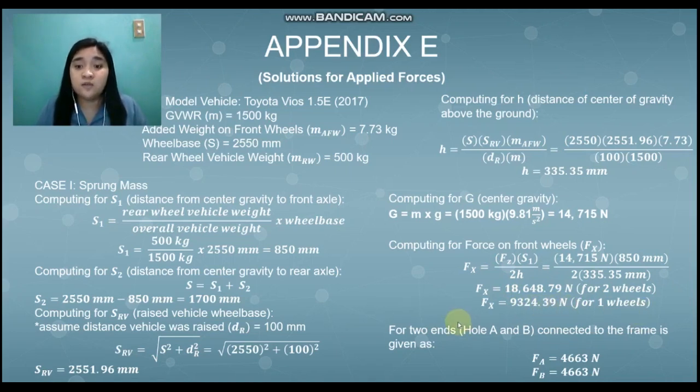So in order to get the value of hole A and hole B, the forces acting there, we're just going to divide the Fx for one wheel, 9,324.39, by 2, in order to get the forces in hole A and B. Now, to get case 2, which is the unsprung mass, given the values we have here, we're just going to multiply it by only 15%. We're going to multiply by 0.15. So with this, we have a different value for the unsprung mass.